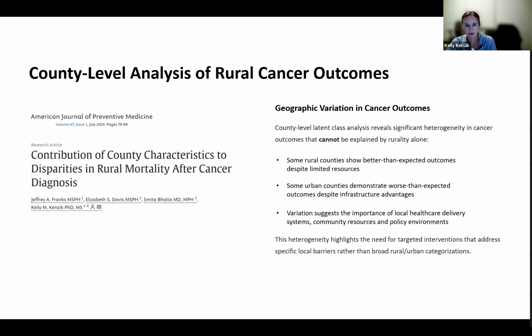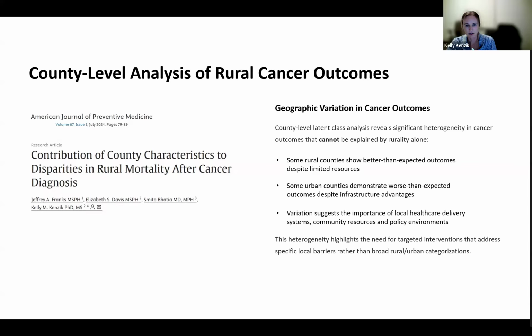If you're familiar with the county health rankings at all, they have different domains that include things like clinical environment, physical environment, and social structures. So there's a pretty broad domain breadth there that can capture a lot. So it really highlights the need for more targeted interventions that may address specific local barriers, as opposed to broad sweeping categorizations that then dictate funding.